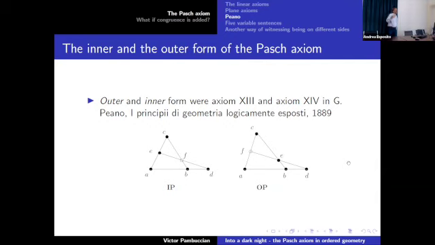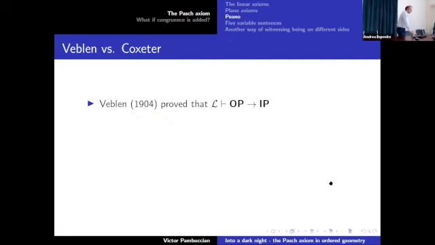Veblen showed in 1904 that you can drop this requirement. If you just say that the line itself intersects AC as a segment, then you can prove that this is in the right place. Okay? So these are the two versions of Pasch that were introduced by Peano for higher dimensional purposes. Veblen proved that out of outer Pasch, you can get inner Pasch.